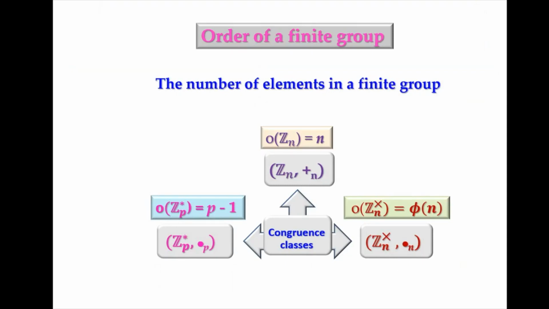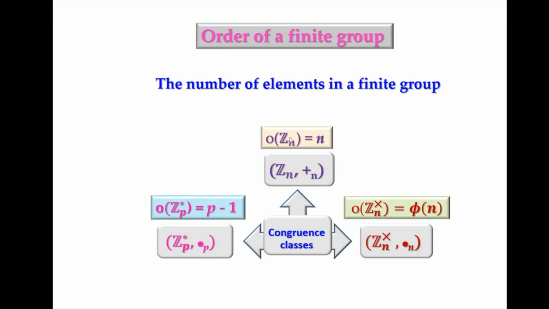Now, these are the three cases we had in the case of congruence classes modulo n: Zn under addition modulo n, Zn cross under multiplication modulo n, and Zp star. Why the star? We are excluding 0. So Zp star is under multiplication modulo p. These are the three groups that we have considered so far.